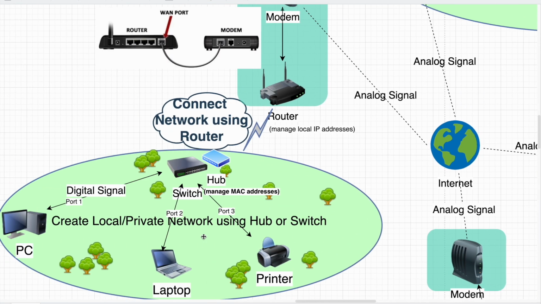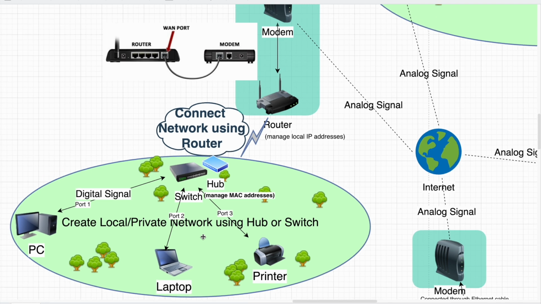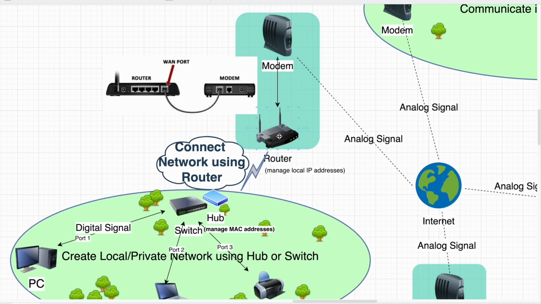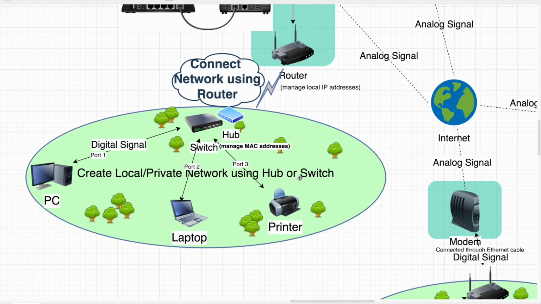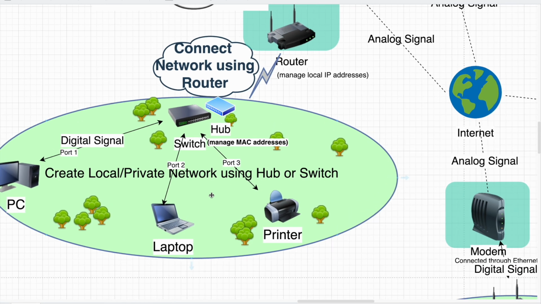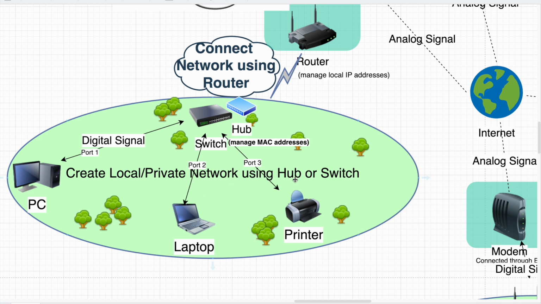Let's check the next house. This house has a router. The router has multiple ports. Here we can see the wide area network port. This port is connected to the modem. Then this router manages the local IP addresses. This house has created a local private network using a hub or switch. Here we are using a switch. We can use a hub also. Both do the same functionality.